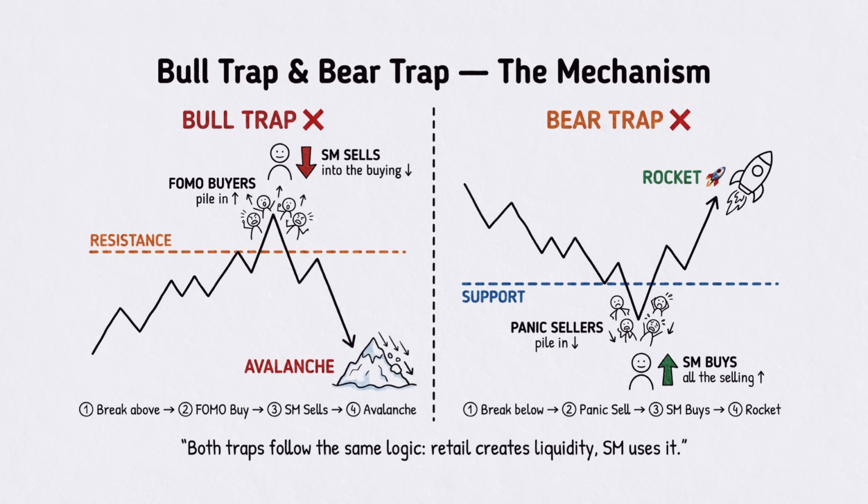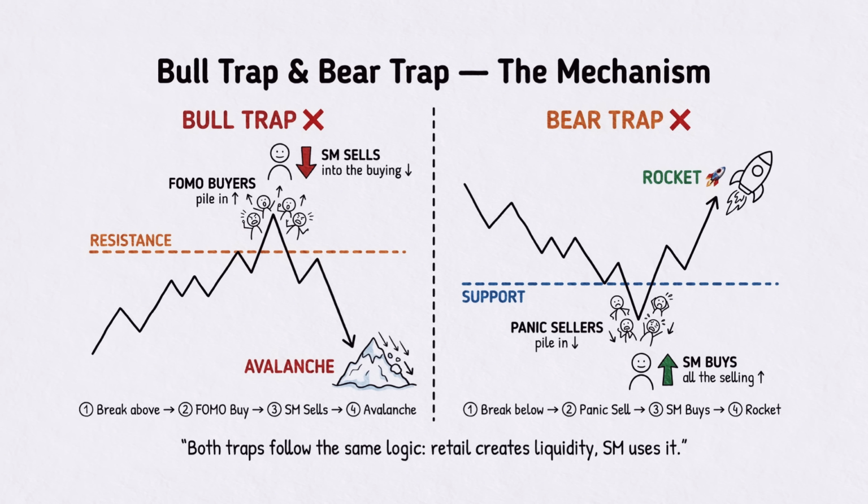A bull trap at resistance. Price breaks above resistance. FOMO traders pile in and buy. Smart money sells into that buying pressure. They use the retail buying as liquidity to fill their sells. Then price reverses. Now the stop losses from all those FOMO buyers get triggered, which creates even more selling. It becomes an avalanche.